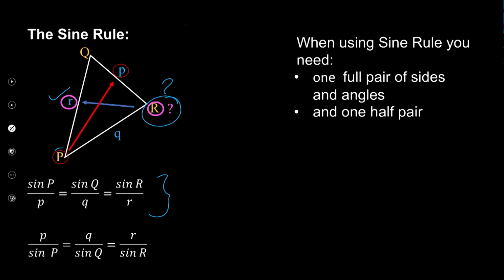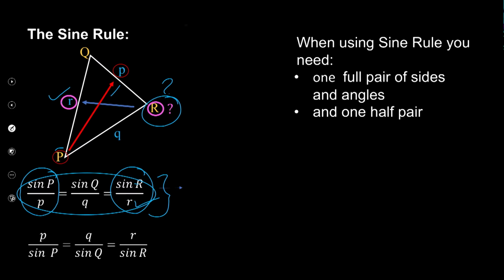Again, we're going to use this version, but we're going to start off with what's unknown. Because R is unknown, we're going to start off with that piece. So that's our unknown, and we know we have that piece here. And the other pair we're given is the P and the side P. So which formula will we start off with? We're going to start off with that one, and specifically, we're going to be starting off with sine R over R, and this is our half pair we're given. And on this side is sine P over P, and that's our full pair we're given.